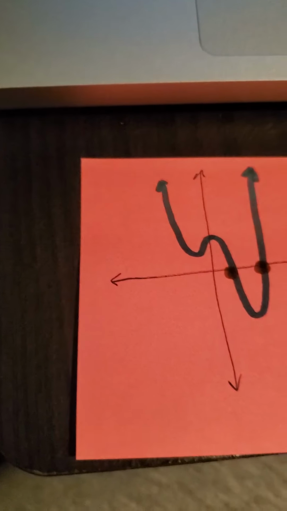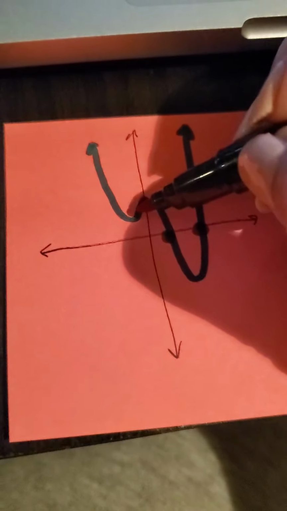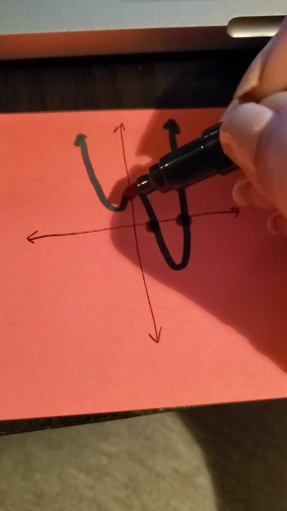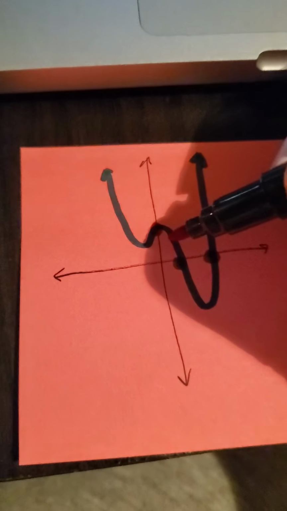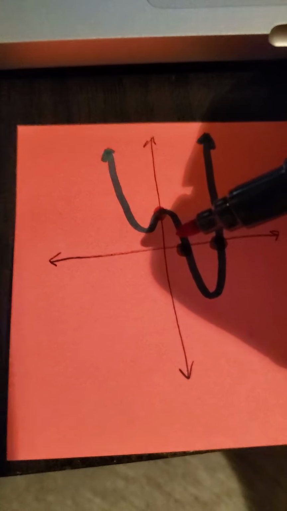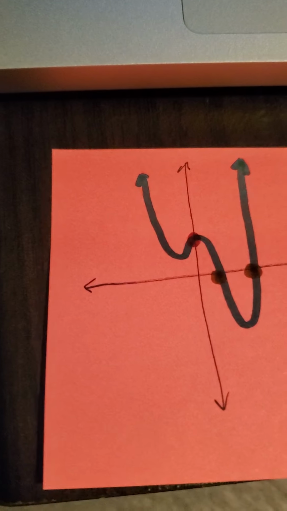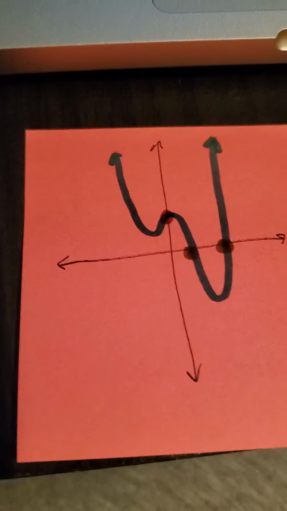Anytime that the graph has a hill, so right here it goes up and then changes direction, so it has a little hill, little mountain in this graph, that is called a relative maxima. So that's why example number 1 has 1 relative maxima.